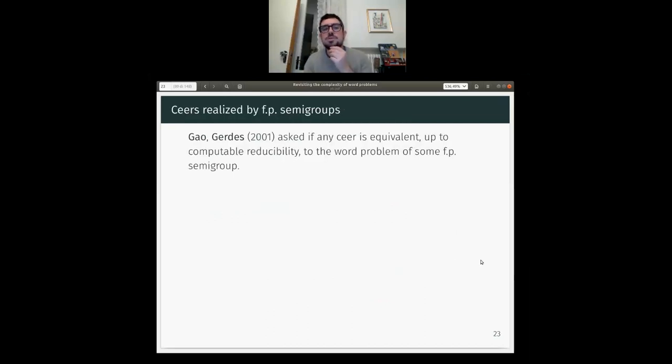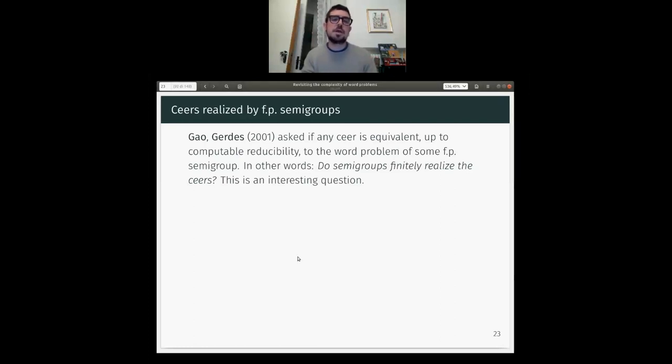And now we arrive to this question left open in Gao and Gerdes. So they ask if any sphere is equivalent up to computable reducibility to the word problem of some finitely presented semigroup. Or in other words, do semigroups finitely realize the spheres? Okay, that was the motivating question for our work.